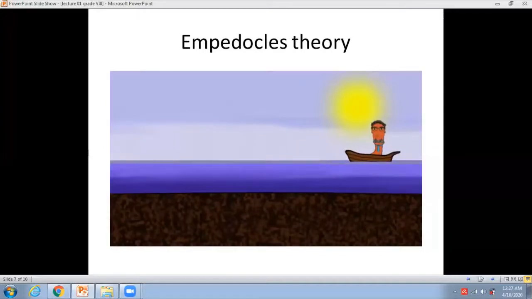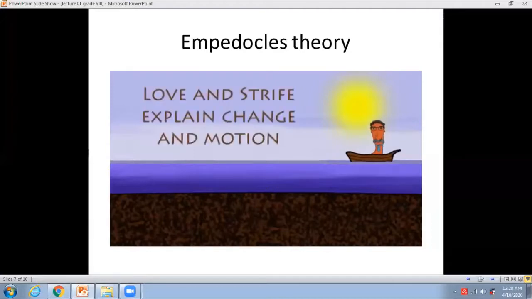But the union of the elements is not so strong. We do not collapse into the homogeneous sphere. Instead, we and our world permanently undergo change. Things come into being when love brings the elements together, and they decompose when strife becomes stronger.